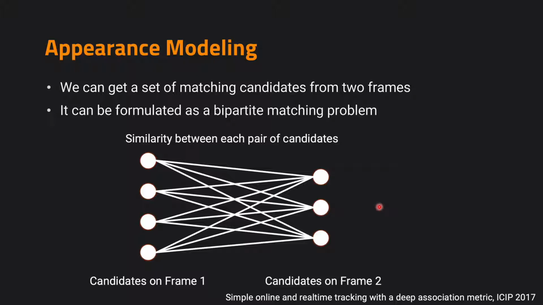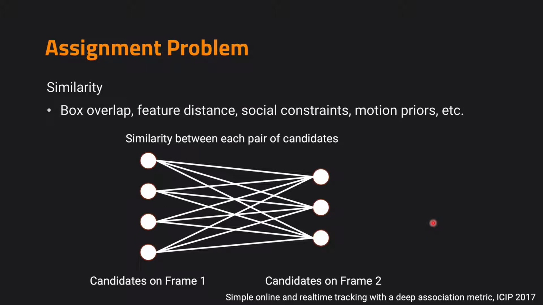And one thing is we are basically trying to resolve a matching problem. So we have different matching candidates on two frames, and our goal here is to figure out, in this bipartite matching, which connection is the real one, and which matching is the fake connection. It's worth noting that the similarity or the connection between each node can come from multiple sources of information, not just from, say, appearance similarity. It may also come from motion pairs or even social constraints.